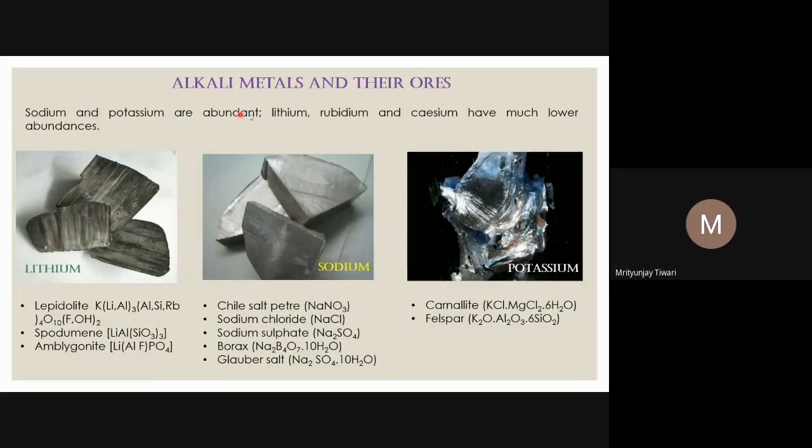So let us look at the alkali metals and their ores. Their ores means their natural source, in which form they occur naturally, and from where we can extract these metals. When their percentage is high and their extraction from the natural sources is easy, we call such natural resources ores.